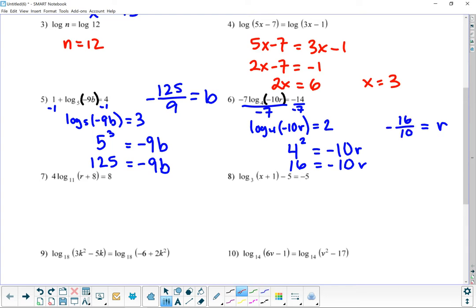And then I can reduce that. I can divide each of these by 2. And then my final answer is r equals negative 8 over 5. Right? And if you don't like fractions, then you can divide negative 8 by 5, and you'll get negative 1.66. Sorry, just negative 1.6.